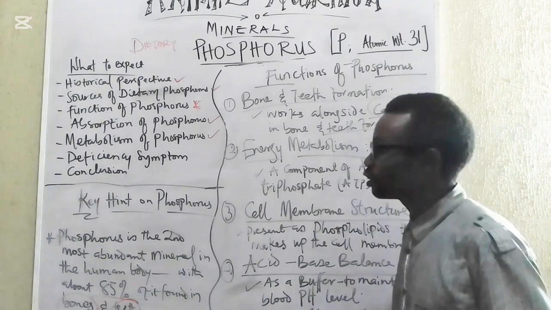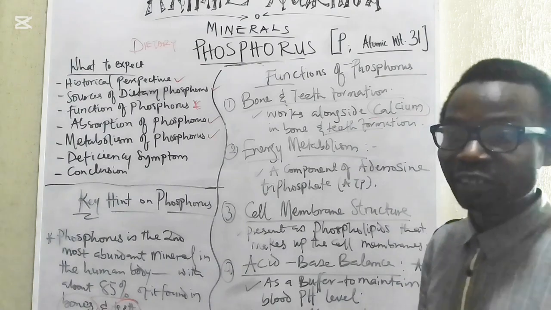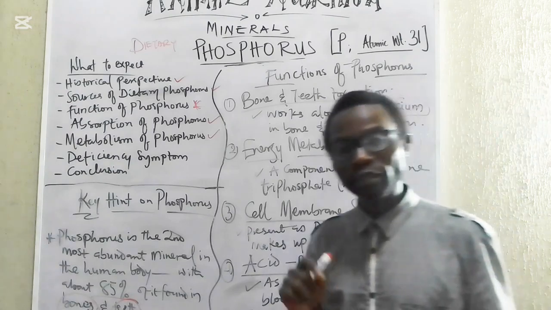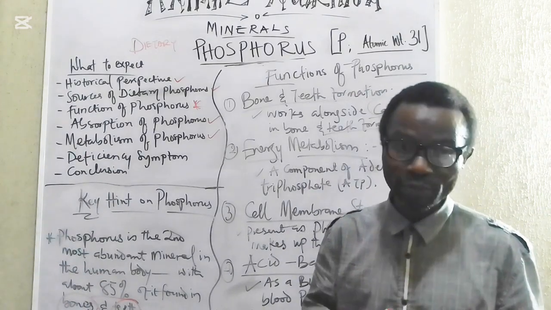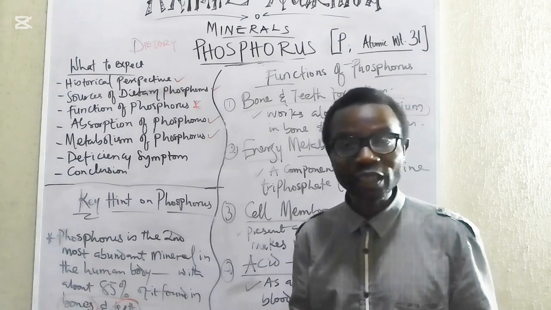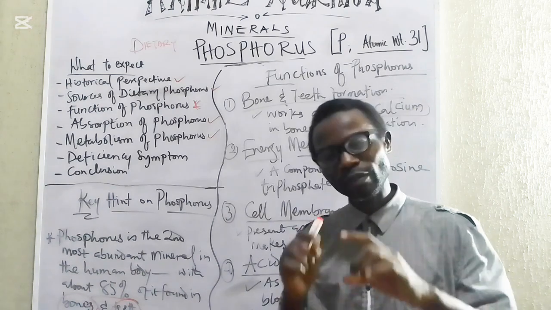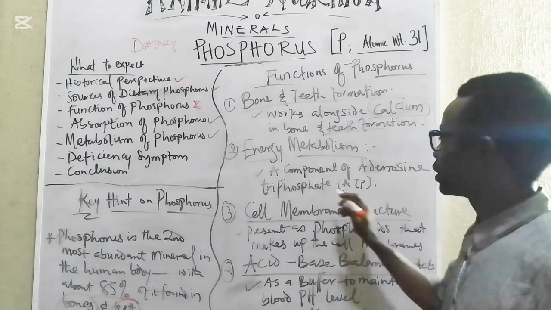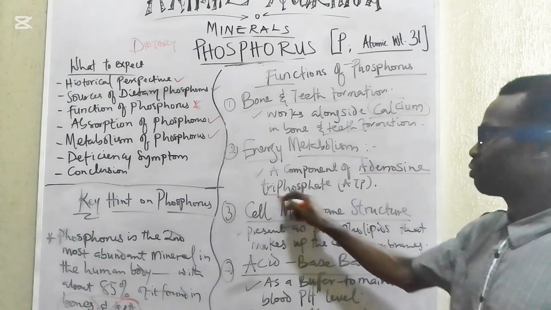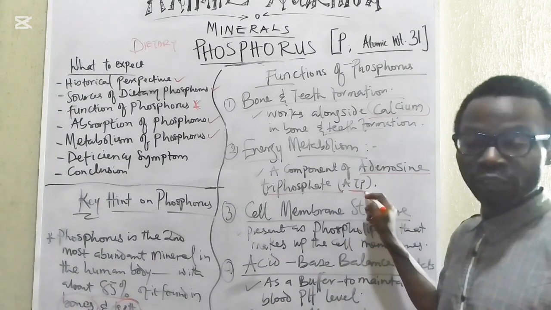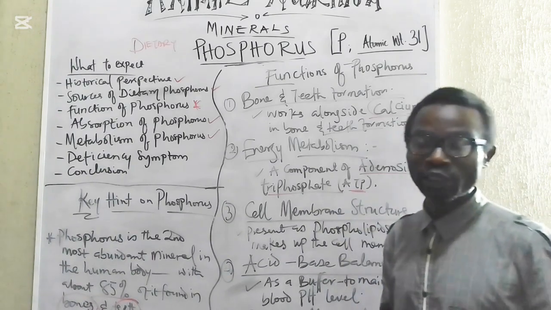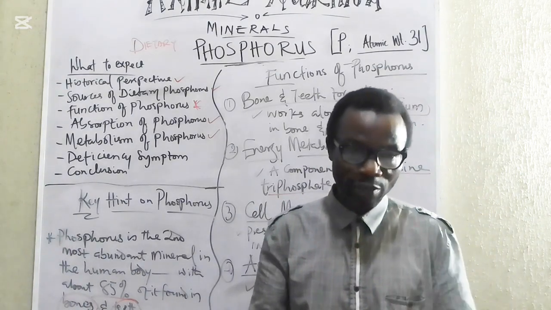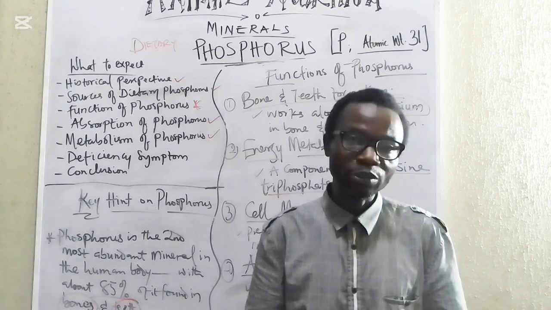Then another thing is energy metabolism. The very currency of energy metabolism, for example in the Krebs cycle or glycolysis, the electron transport chain, you have the ATPs produced, and you have the P there being phosphorus. A component of energy metabolism is adenosine triphosphate, which is the ATP. So the ATP is the currency of energy. Now what that means is this: the body requires energy. For example, now I'm talking, I'm teaching, I'm passing information.